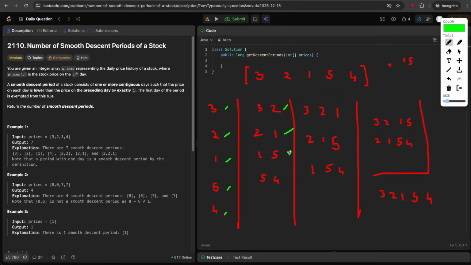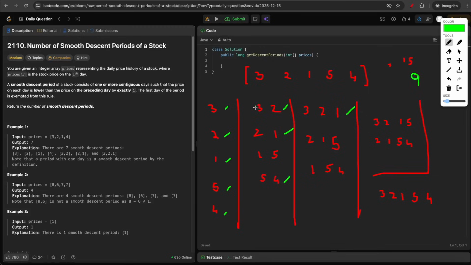1 and 5 is not, so I won't count it. Next we have 5 and 4. Then we have 3 to 1. 2 and 5 is not a smooth one. Also 1, 5, 4 is not. Next 3, 2, 1, 5 and 2, 1, 4, 5. 3, 2, 1, 4, 5. So out of 15 subarrays, we have 1, 2, 3, 4, 5, 6, 7, 8, 9. So out of this, 9 will be our answer.